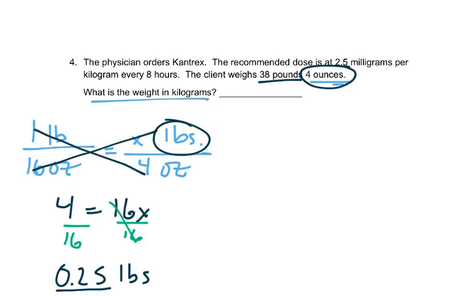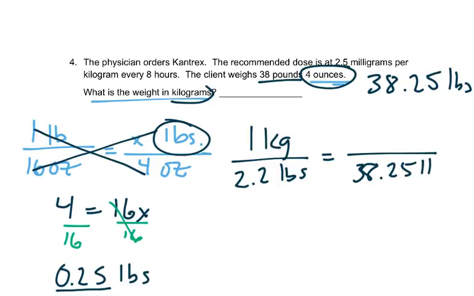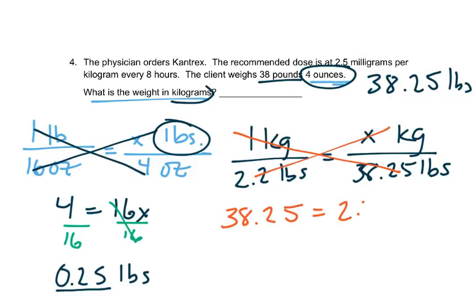We also had 38 pounds. So now we can see that we have 38.25 pounds total. We're trying to change it to kilograms. So remember that 1 kilogram is 2.2 pounds. We have 38.25 pounds. And we're trying to find our kilograms. So now we can cross multiply. 1 times 38.25 is 38.25. 2.2 times x is 2.2x. We'll divide both sides by 2.2.